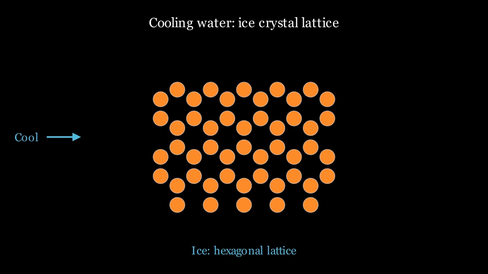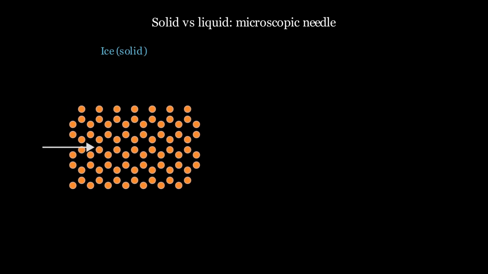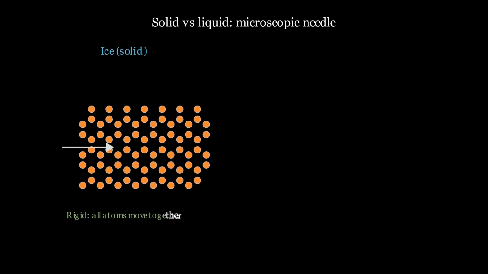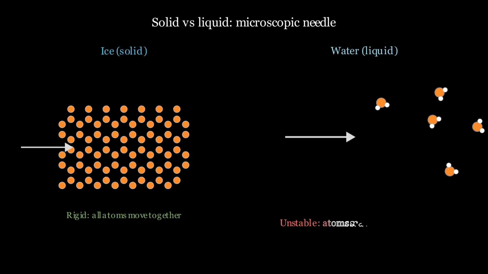What stands out is that each atom has its own place. If you know how the atoms are arranged at one end, you can predict the arrangement at the other end, because the same pattern repeats throughout. So if we push the atoms with a microscopic needle, the atoms would stay rigid as opposed to the liquid form, where upon contact, each atom would go in a different direction and the structure would be unstable.